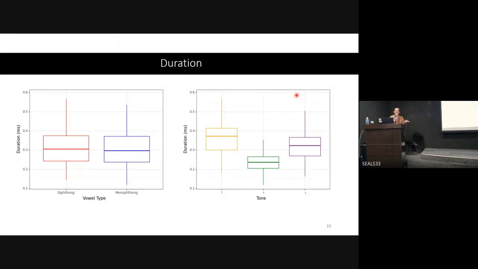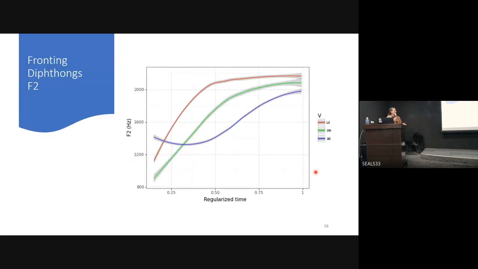Duration is not a feature between the monophthongs and the diphthongs, but it is a feature of the tone system. As you see here, this shorter tone is the mid-glottalized tone. And that is something I talked about in 2021 when I was looking solely at monosyllables, which are all nouns. So that's confirmed again in this study.